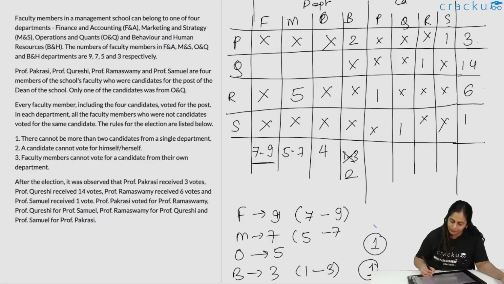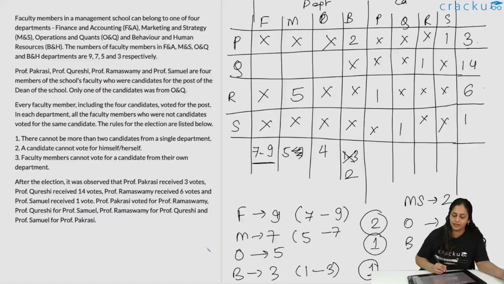So that means that the M&S department has 2 people. There are 5 non-candidate votes and 2 candidate votes. So M&S has 2 candidates, O and Q has 1 candidate, B and H has 1 candidate, which means that F department has 0 candidates, which means that all 9 votes are going to go for this person. There is no candidate from F and H department, so all 9 votes will go for Qureshi. Now Qureshi needs a remainder, so 1 vote from here, 9 votes from here, total of 10 votes. So the remaining 4 votes will come from the O and Q department.